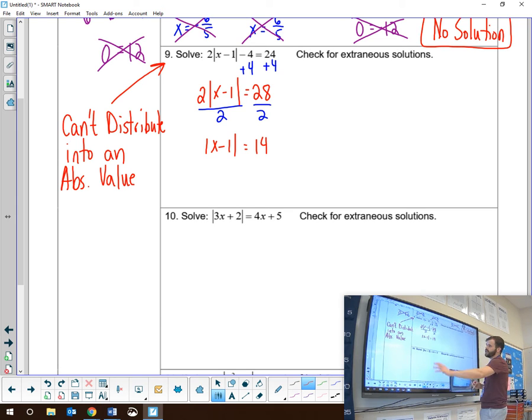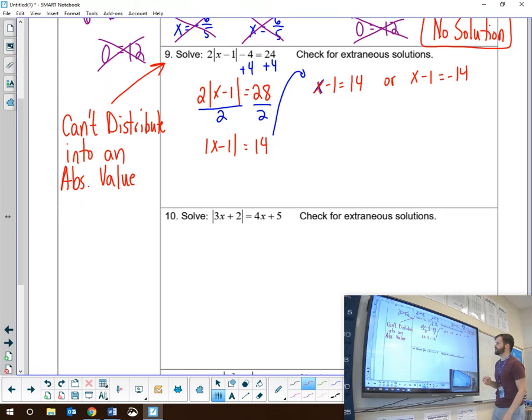So now I have my absolute value by itself, and so I can separate it into 2 separate equations. Let's check this out. We're going to go x minus 1 is equal to positive 14, or x minus 1 is equal to negative 14. So we're able to split it up, and since the absolute value is equal to a positive, I am going to have solutions for this one. Okay, so let's solve this. Let's add 1 to both sides. We're going to get x equals 15. Let's add 1 to both sides here.